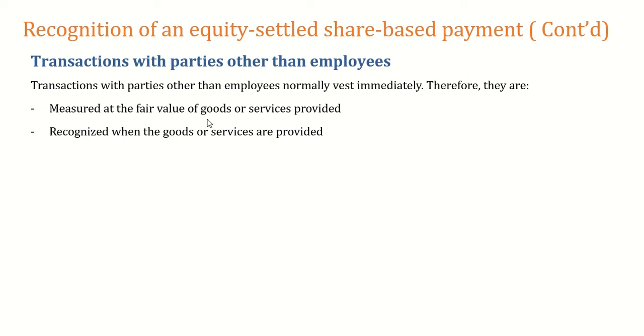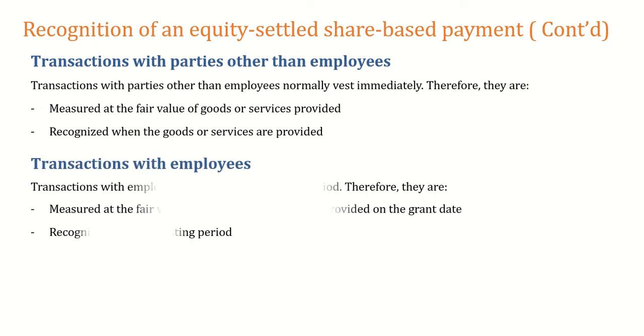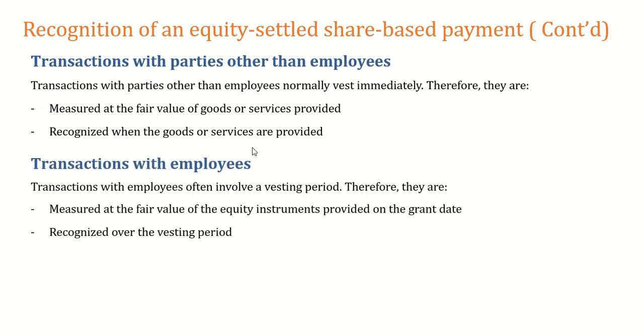Therefore they are measured at the fair value of the goods or the service provided, recognized when the goods or service are provided. We measure this way because there is a rebuttable presumption that for parties other than employees, the fair value of the goods and service can be measured. It is recognized when the goods or service are provided. If we gave the goods today, we recognize the amount today in the financial statements.